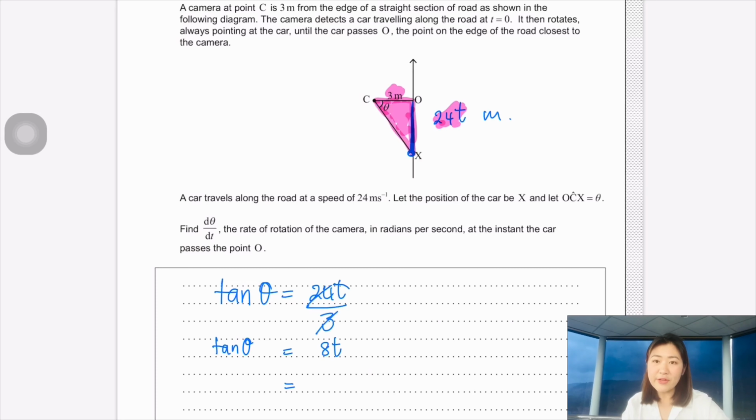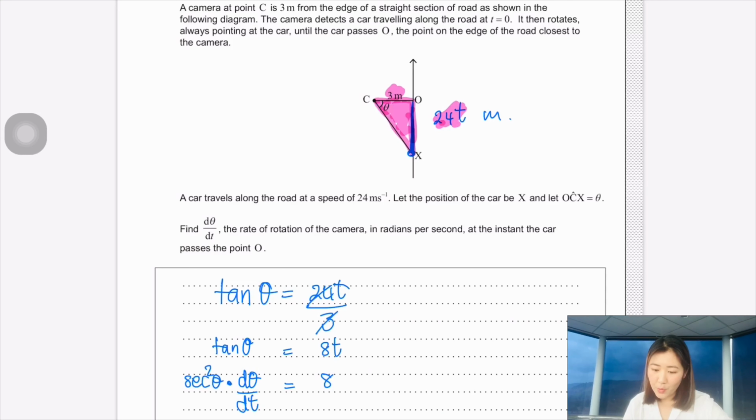And then we differentiate it. Differentiating tan theta, you would get sec squared theta, and it's the chain rule, so we have to multiply by d theta by dt. Then differentiate the right hand side with respect to t, you get 8. See, this is the second step. After you get the whole equation, you differentiate it, and then you get another equation, and you substitute the value in, you will get the answer.